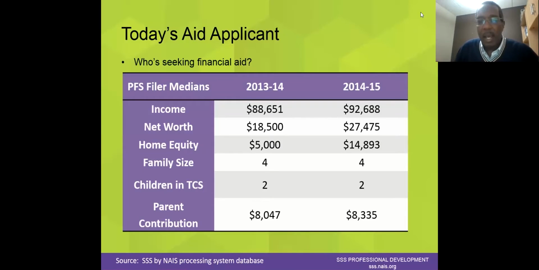They tend to be families of 4, and they tend to have 2 children in tuition-charging schools. That's what TCS stands for. So whether that's 2 children in independent schools or private schools, it could be 1 in private school and 1 in college. There are a couple different things there, but they clearly feel a pressure, and one of the reasons why they are in the aid applicant pool is because the typical family has to pay for 2 tuitions, not just 1.